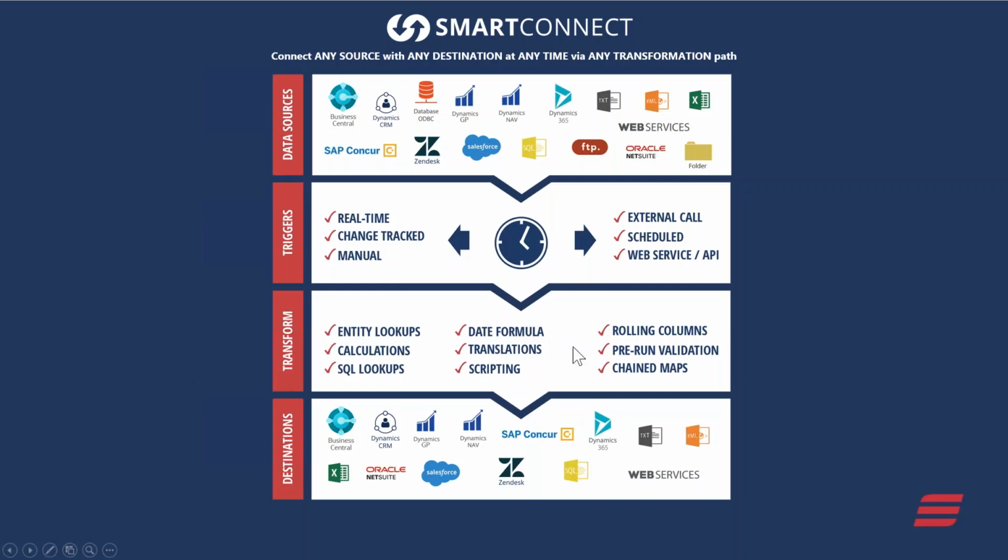The next layer here is the transformation, and that's kind of the magic of SmartConnect. That's where you can take your source data, which probably is not formatted the same way as your destination data. Maybe there's some logic that needs to be applied to it, some calculations, even some translations. The ability to manipulate that source data and make it match your destination's requirements is essential, and it's actually pretty simple here in SmartConnect.